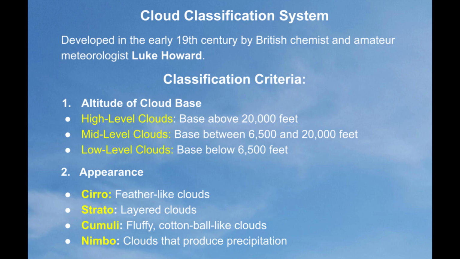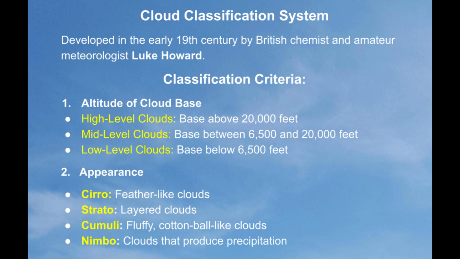The first criterion for classifying clouds is the altitude at which their base forms. Clouds are categorized into three levels based on this: high level clouds with base above 20,000 feet, mid level clouds with base between 6,500 and 20,000 feet, and low level clouds with base below 6,500 feet.